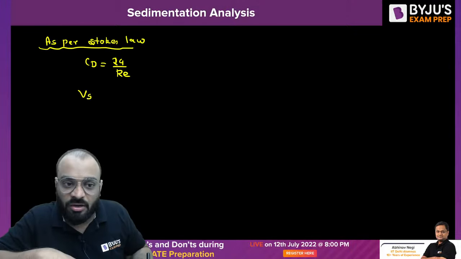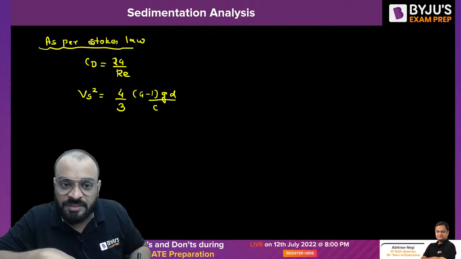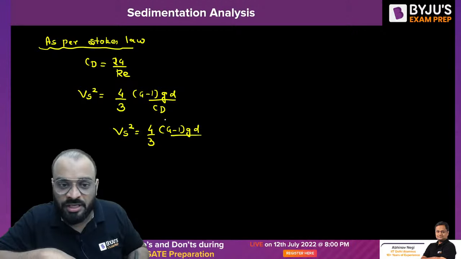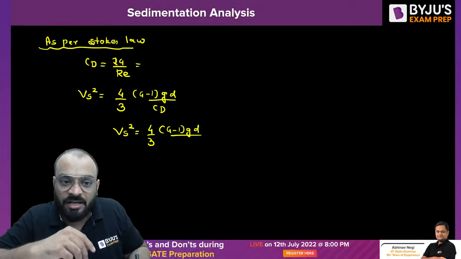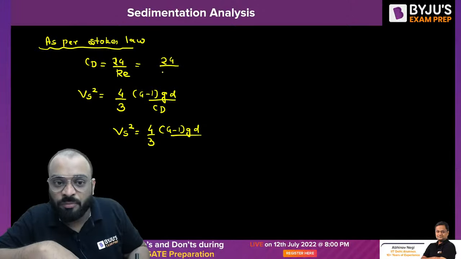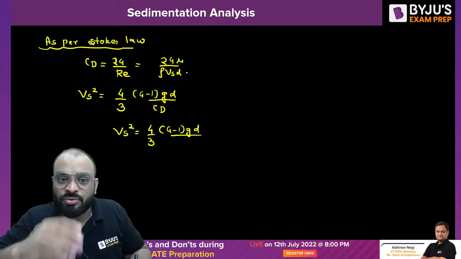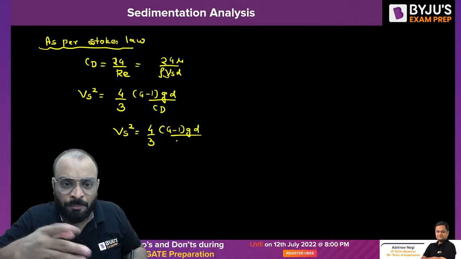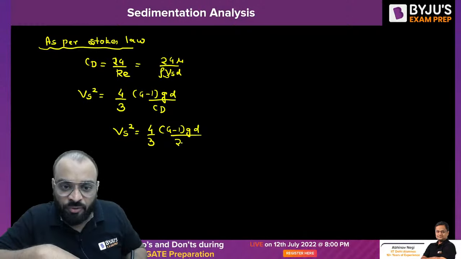So what was our formula to find out the settling velocity? Vs square is equal to 4 by 3 (G minus 1) into G into d upon CD. Correct? So can I write here guys, Vs square is equal to 4 by 3 into (G minus 1) into g into d. Now what is the value of CD? It is 24 by Re. How can you write 24 by Re? 24 by rho Vd by mu. So if you divide it by mu, it will come in the numerator part. Put it. So 24 into mu multiplied by rho w Vs into d.